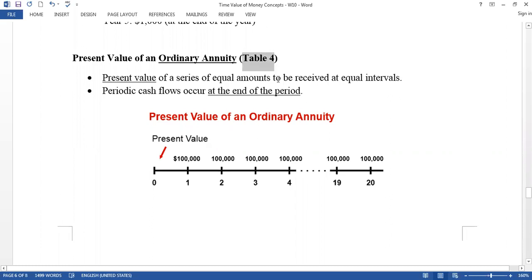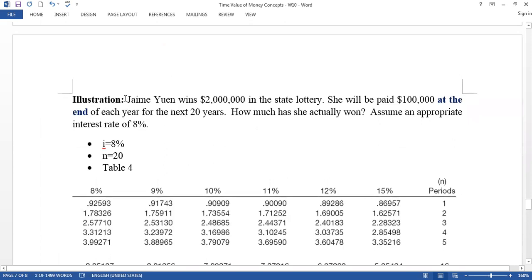Now let's see one example from the textbook. This person wins a $2 million state lottery. For example, you win this lottery, $2 million, but the authority said that they are not going to pay this money today, because 2 million is a huge amount of money. They will pay you this money with installments. What is the installment? She will be paid $100,000 at the end of each year for the next 20 years.